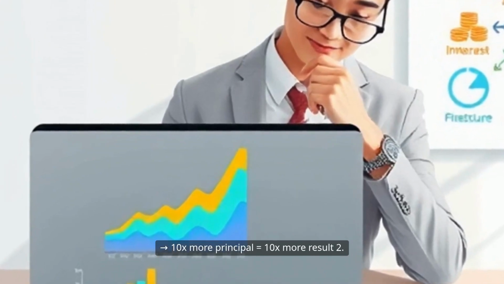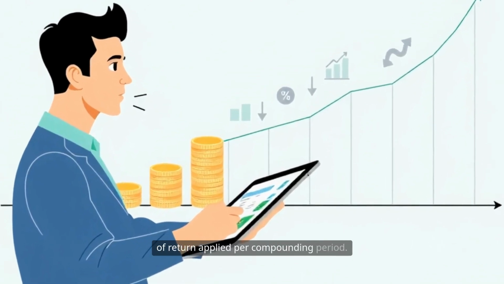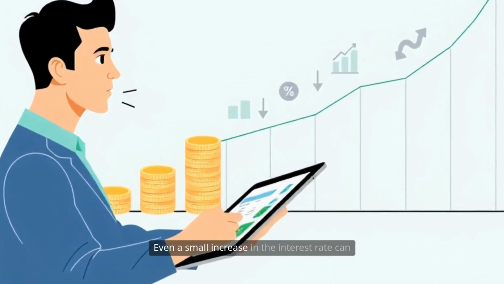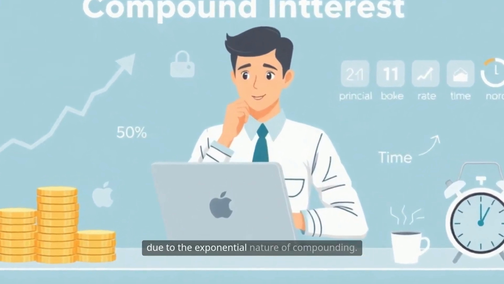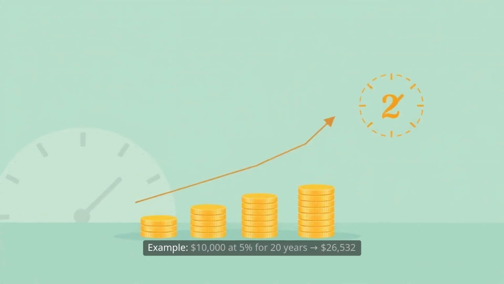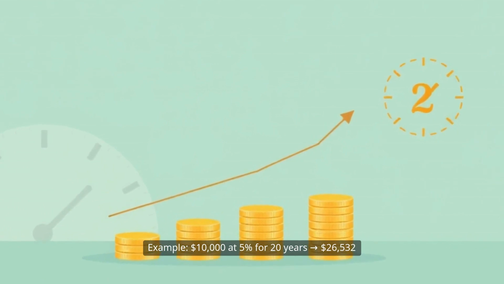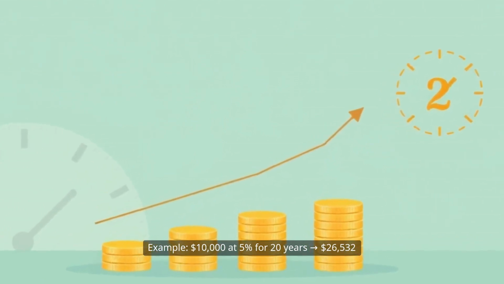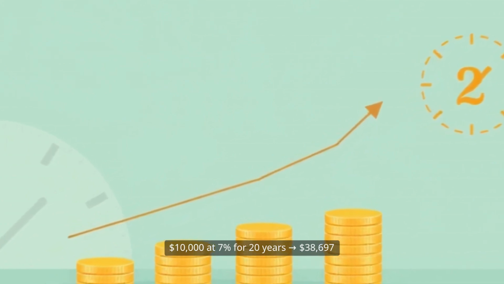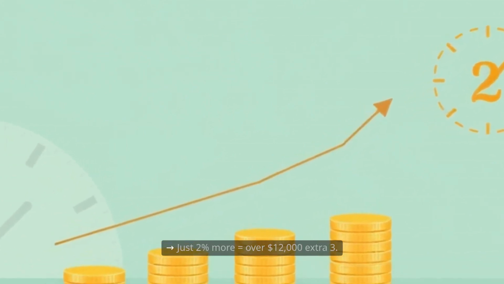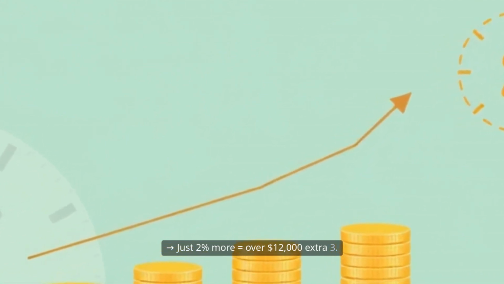2. Interest rate, R. This is the percentage of return applied per compounding period. Even a small increase in the interest rate can dramatically increase final returns over time due to the exponential nature of compounding. Example, $10,000 at 5% for 20 years, $26,532. $10,000 at 7% for 20 years, $38,697. Just 2% more equals over $12,000 extra.